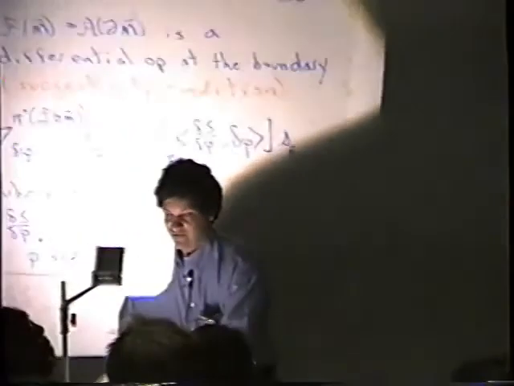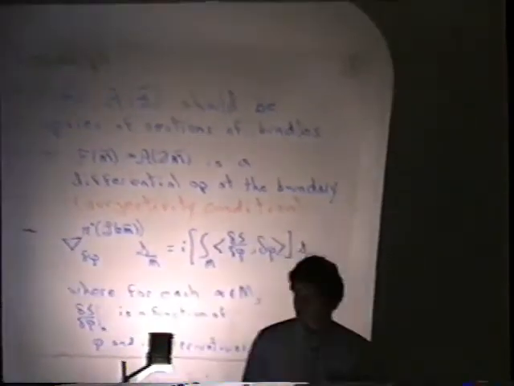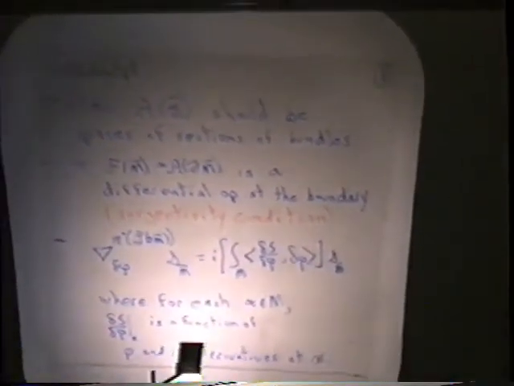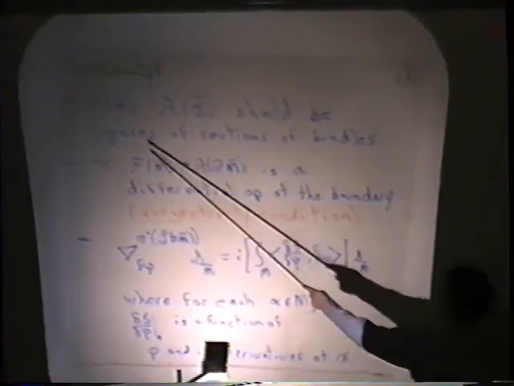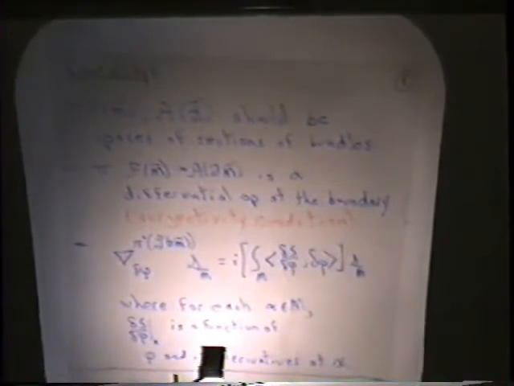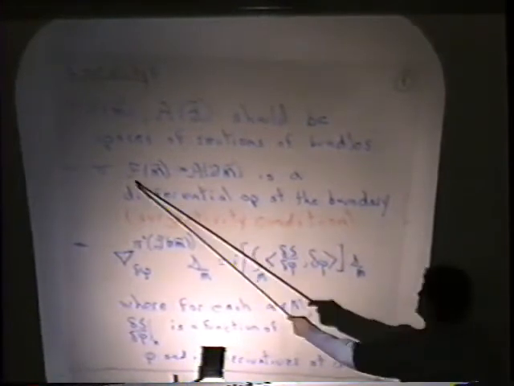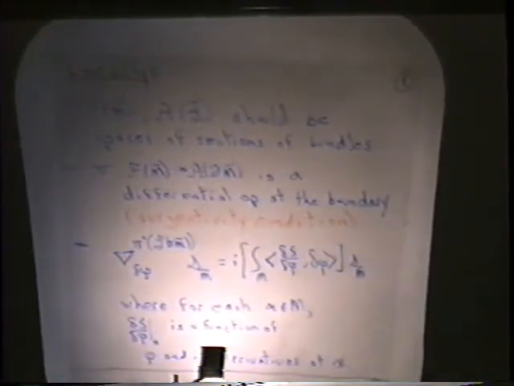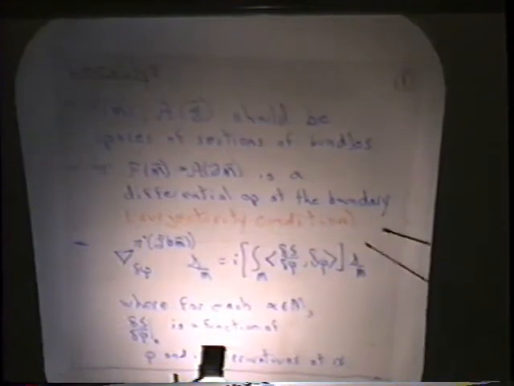So the next axiom is the one that characterizes this as a classical theory. It makes it significantly different from what Atiyah has. And that's the axiom of locality, which is that the space of fields and the space of Cauchy data should be spaces of sections of a bundle, and that this projection map should be a differential operator at the boundary. There's some surjectivity condition I won't get into.